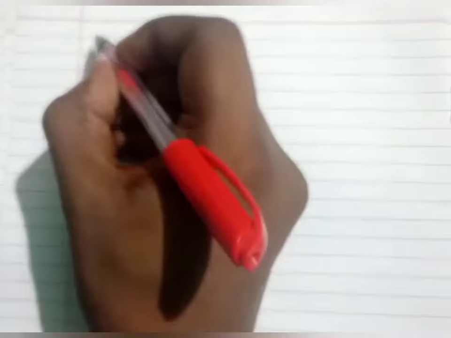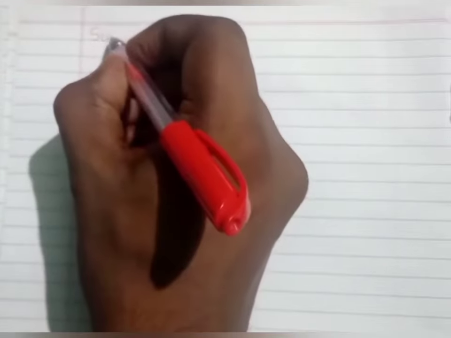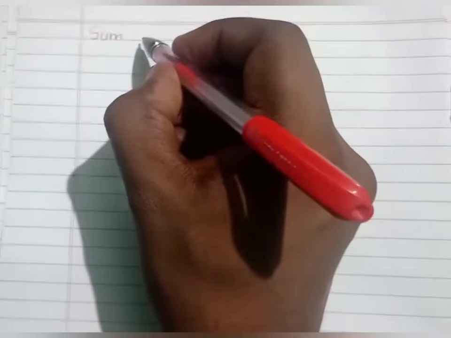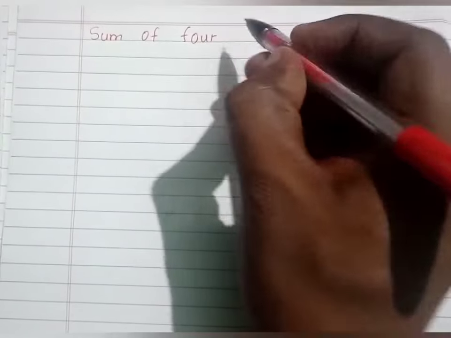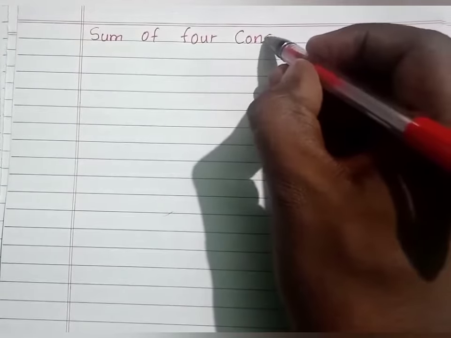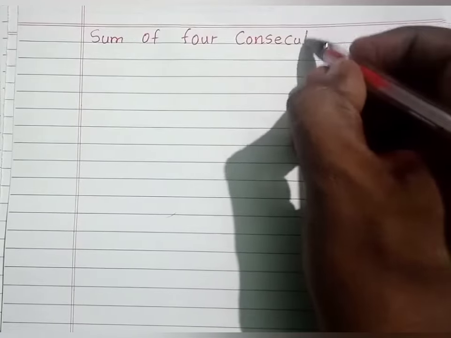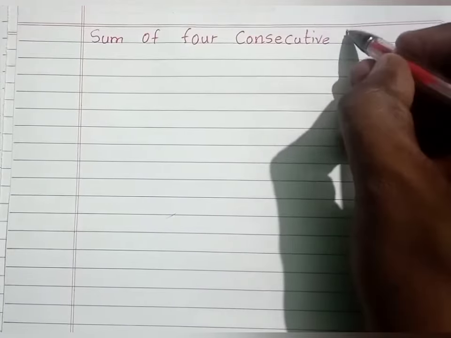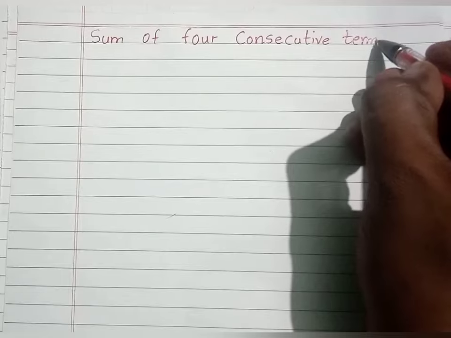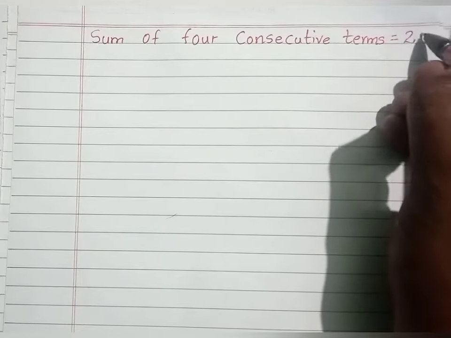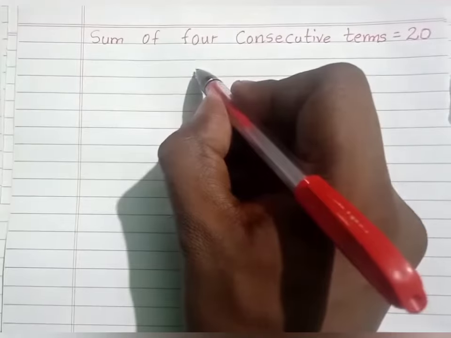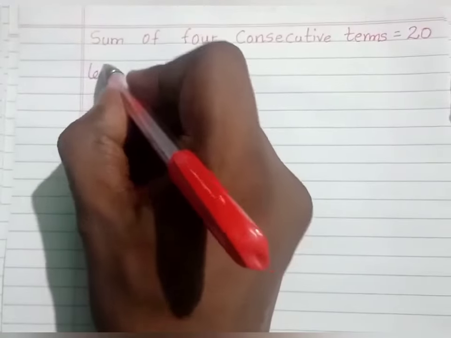So second question, we need to find 4 consecutive numbers which are in AP. Since we have to add an even number of terms, the two middle terms will be a minus d and a plus d, with common difference 2d. The sum of the 4 consecutive terms is 20. So that is the given condition.